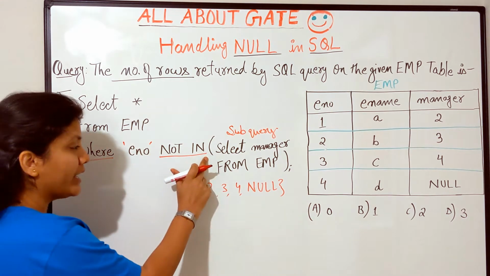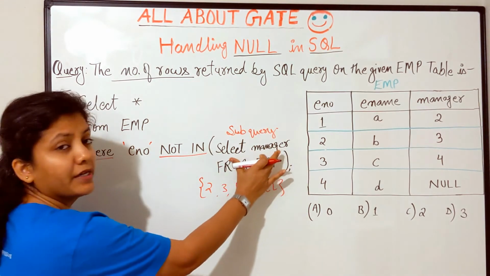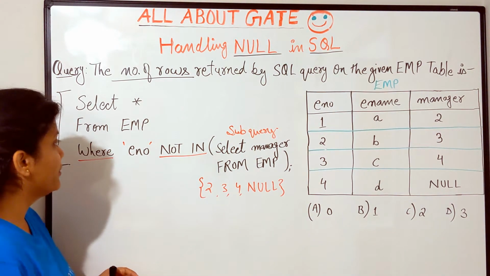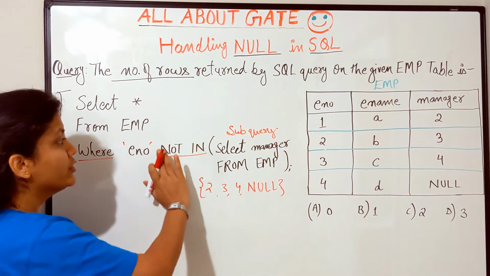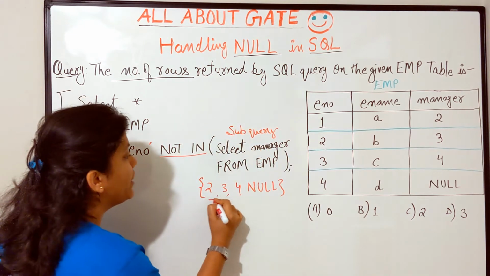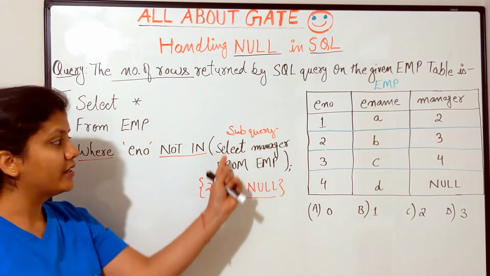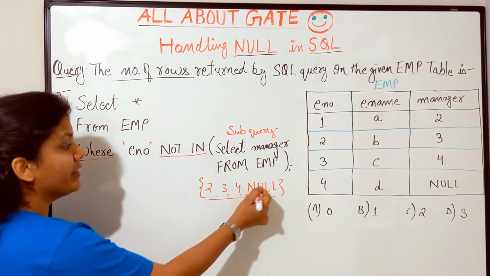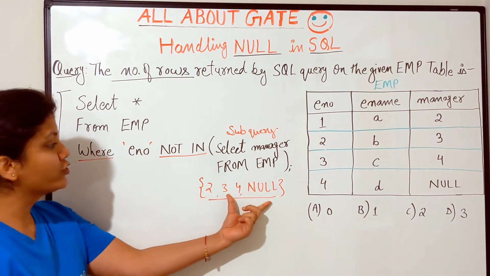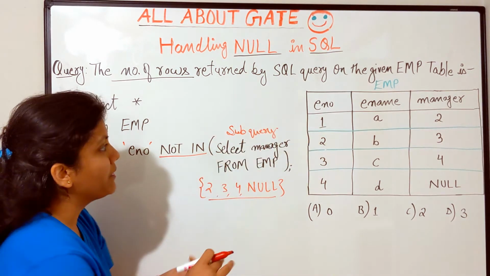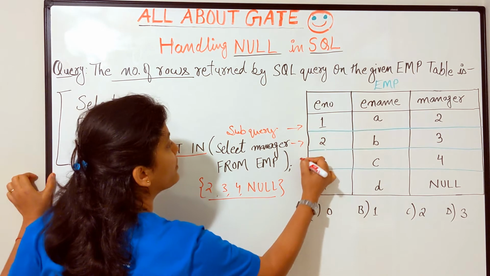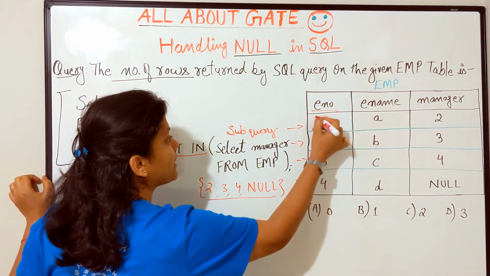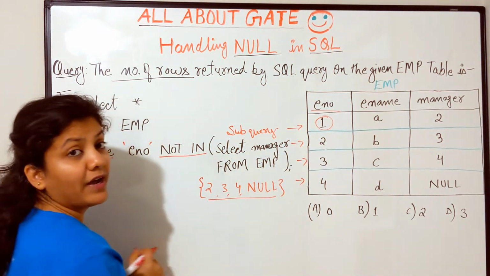the given set of values here, which I will read out again for you: the employee number value should not be equal to any of the values coming from this particular query. What are the values coming from this query? 2, 3, 4, null. And you have to check that for each tuple. So each tuple of your table will be encountered here, and for each value of employee number, you will check whether this is equal to any of the values here or not.